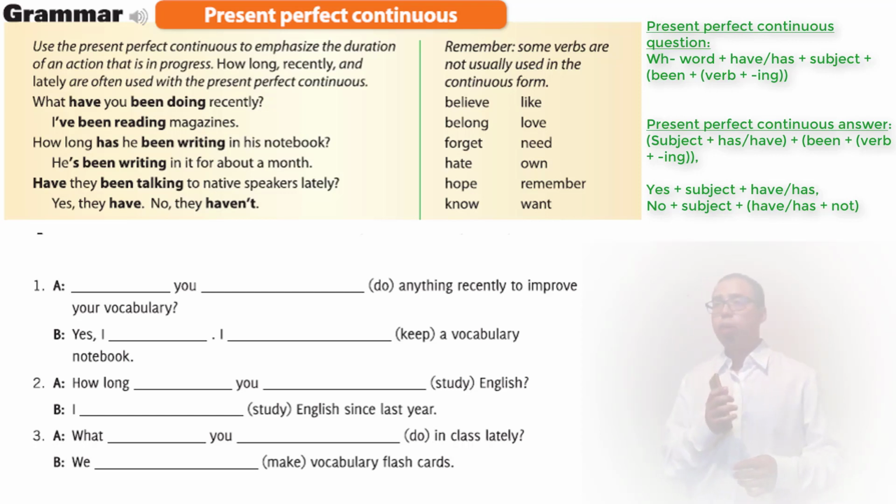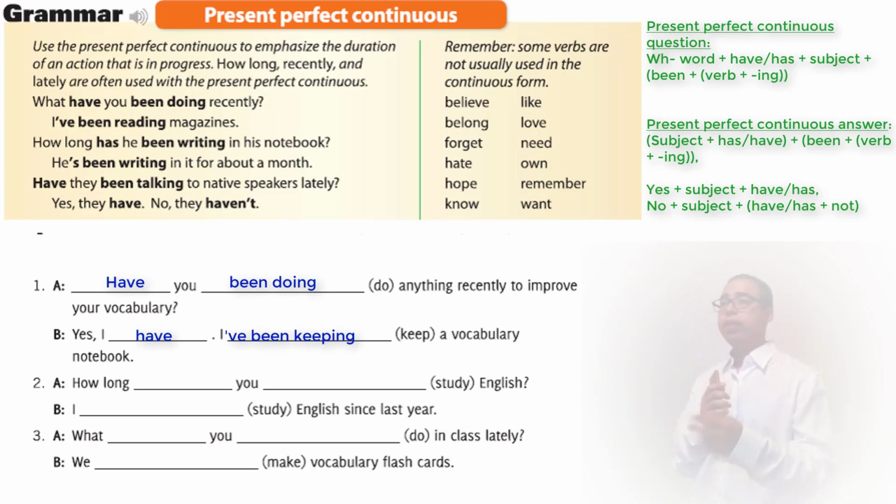Okay, conversation number 1. Have you been doing anything recently to improve your vocabulary? We're going to use either have or has. But since we're talking about you, it's going to be have you been doing. Since the verb is do, we're going to put been doing. Remember, we're going to put been in each one as well. So we're going to choose have, and we're going to add been to the present continuous form of the word in parentheses. So it's have you been doing anything recently to improve your vocabulary?